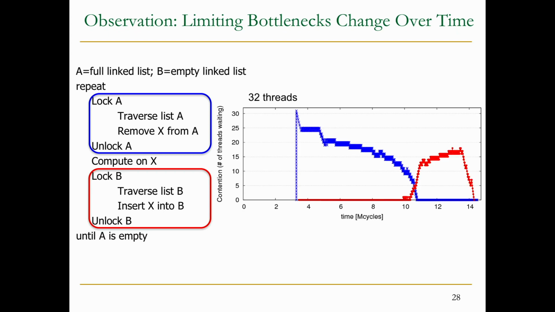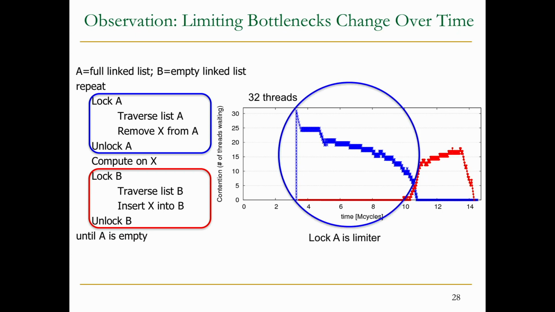So this is the execution of this code with 32 threads. 32 is a decent number. And this is what you would expect. This is the time in millions of cycles, and this is contention for the 2 different critical sections. Contention is measured as the number of threads that are waiting for that critical section. Initially, the blue critical section is very contended. That's lock A, because the linked list is huge, and everybody's trying to remove stuff from there. Over time, this list becomes smaller and smaller, and this part becomes more and more contended.